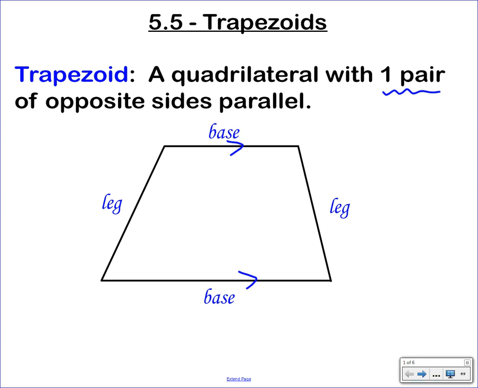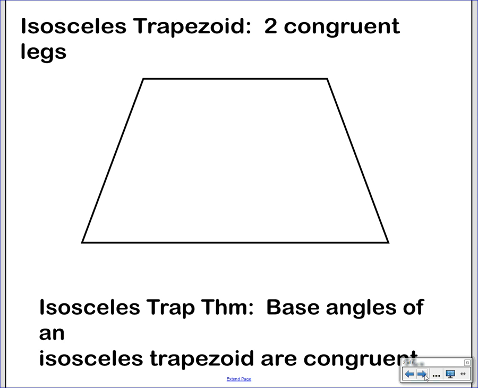There's a special kind of trapezoid. An isosceles trapezoid is a trapezoid in which the two legs are congruent. So we have our parallel sides, the bases, and now the legs are the pieces that are going to be congruent.